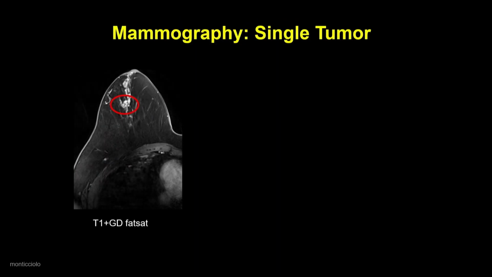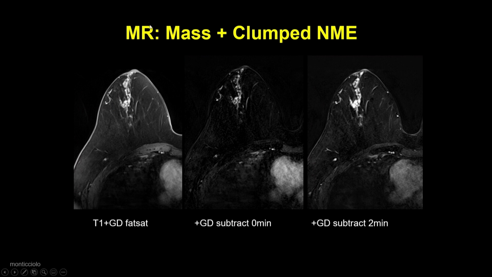This lady had mammographically a single tumor and a fatty breast in the central breast, just calcifications. But when we give gadolinium, you see this cobblestone appearance, this clumped non-mass enhancement extending to and including the nipple. So much more disease than suspected on conventional imaging in this case.